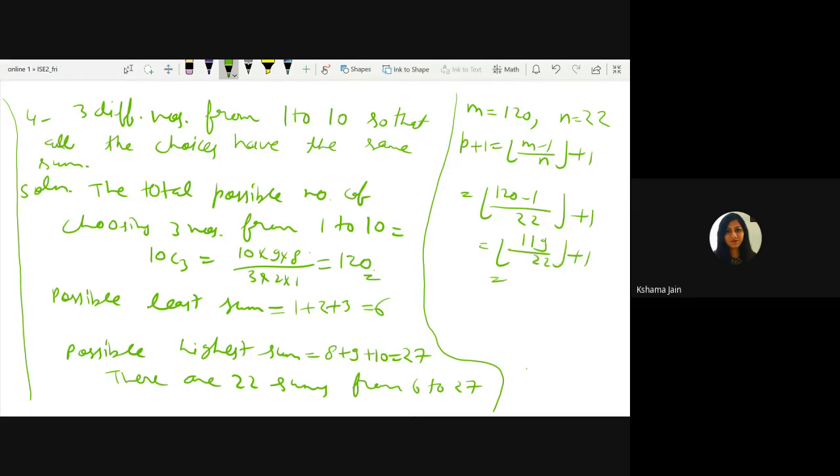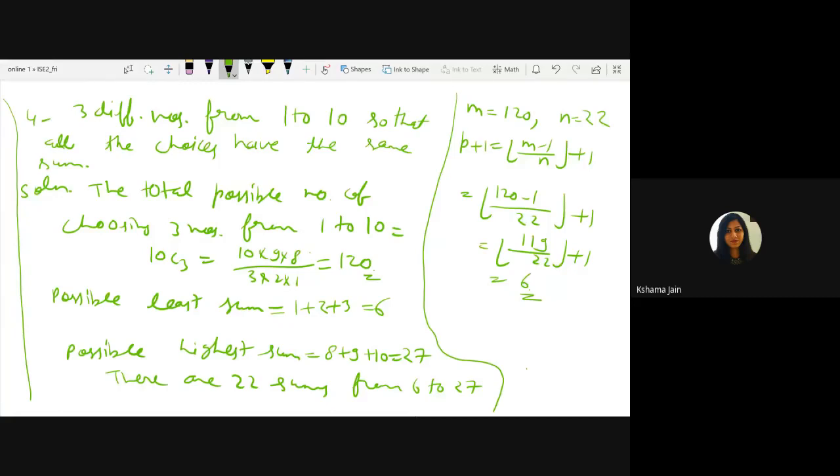How much is this? Should I use my calculator or you would tell? 5.4. It is 5.4, so that is 5, and 5 plus 1, that is 6. So the least number of ways when we are choosing 3-number combinations, the least would be 6 which are having the same sum.